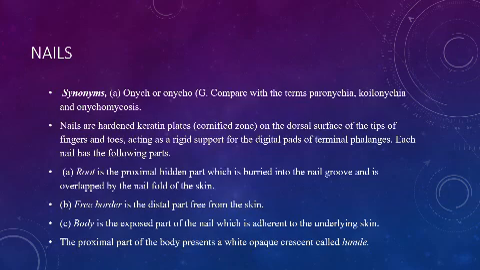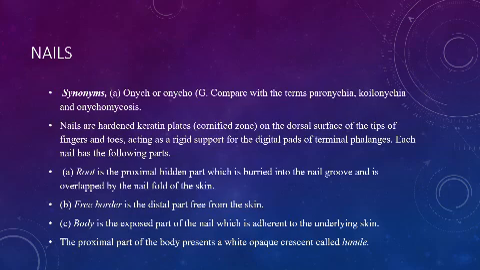Coming to nails. Nails are otherwise called onyx or onyco. Compare the terms paronychia and onychomycosis. Nails are hardened keratin plates on the dorsal surface of the tip of fingers and toes, acting as a rigid support for the distal pads of terminal phalanges. Each nail has the following parts: root, free border and body. Root is the proximal hidden part which is buried into the nail groove and is overlapped by the nail fold of the skin. Free border is the distal part free from the skin.